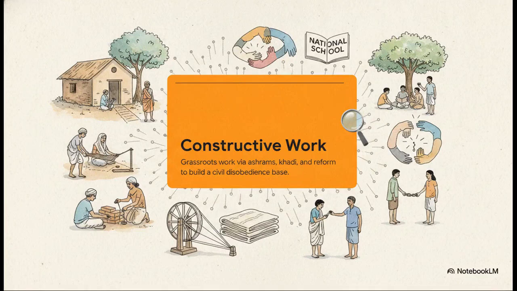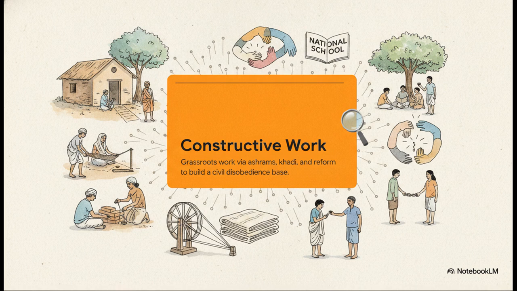And underpinning so much of this was what the No-Changers called constructive work. This was their quiet, relentless preparation. They were out there building ashrams, pushing for the use of hand-spun khadi cloth, setting up national schools that were completely free from colonial ideology, and aggressively campaigning for Hindu-Muslim unity and the removal of untouchability.